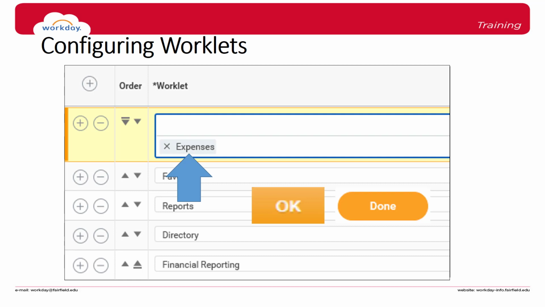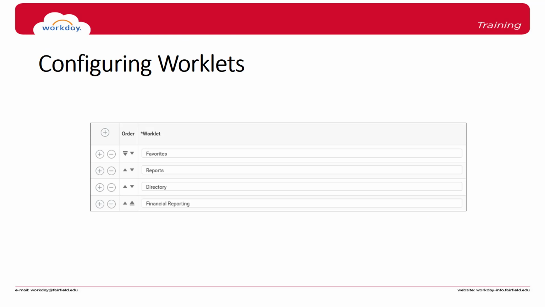Remember, people might have access to worklets that you do not have access to. Also, some worklets are not available on the mobile app. You may receive a warning in those cases. To remove a worklet from the home page, click its Remove Row icon, a minus sign. Use the up and down arrows to change a worklet's position on the home page.